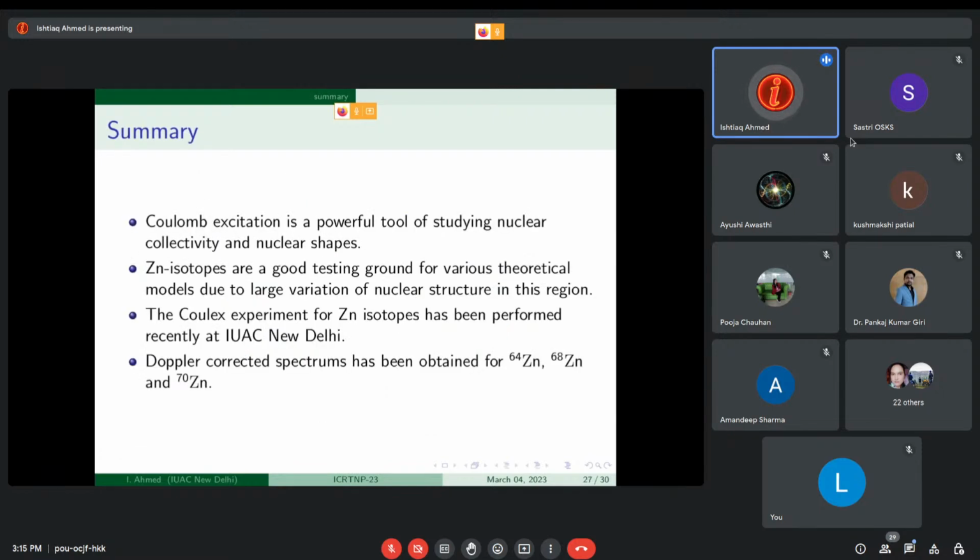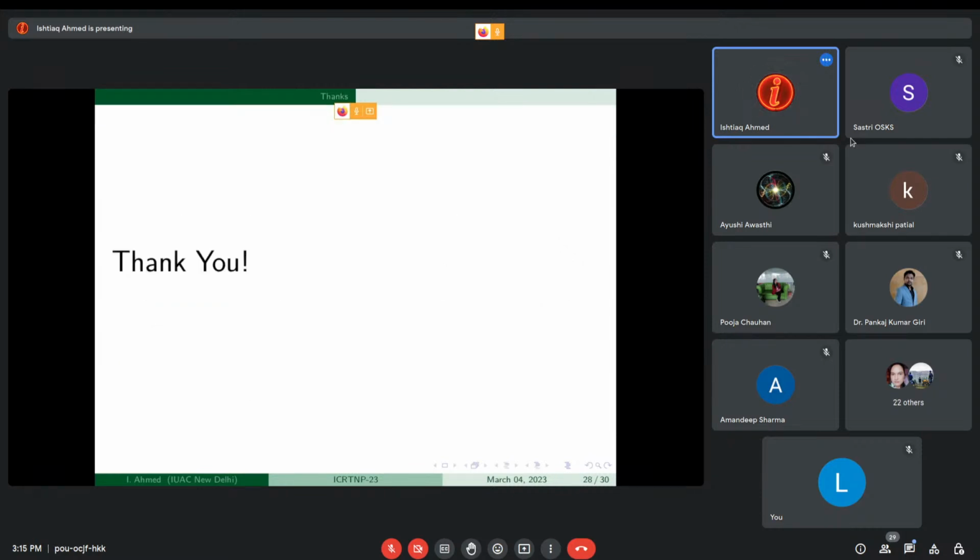That was all. So now the summary: as I mentioned, Coulomb excitation is a very powerful tool to study nuclear collectivity and nuclear shapes in particular. And these isotopes, the zinc isotopes, are a good testing ground for various theoretical models because of the large variation of nuclear structure in their vicinity. The Coulomb excitation experiment was recently performed for the zinc isotopes at IUAC, and the Doppler corrected spectra for these three nuclei I have already shown you. Thank you very much.